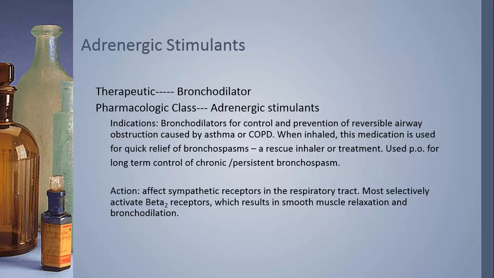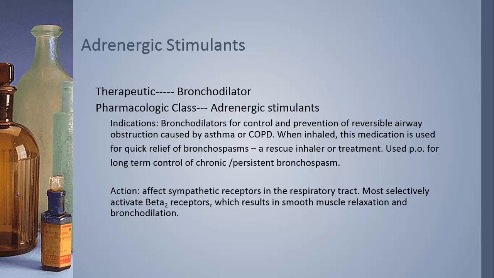First thing we're going to talk about is the group known as adrenergic stimulants. They are bronchodilators. In this class, indications would be to provide bronchodilation to control and prevent reversible airway obstruction that's caused by asthma or COPD. When inhaled, this medication is used for quick relief for bronchospasms. So these are quick relief medications. Basically, if they need a rescue inhaler or treatment, this is the type of drug that they will use.